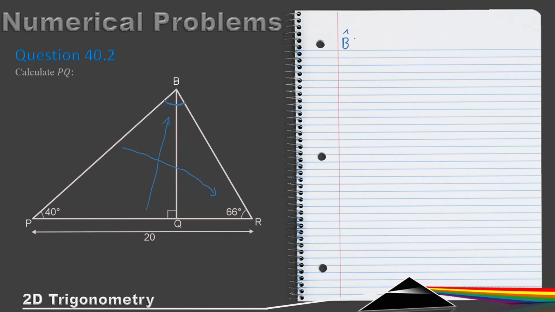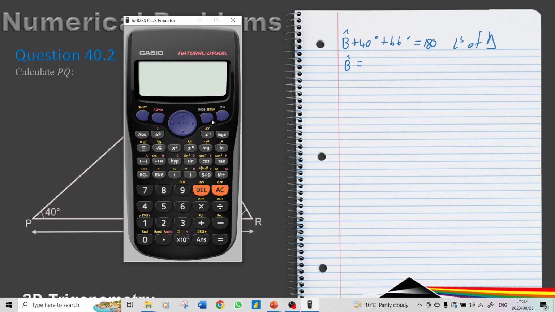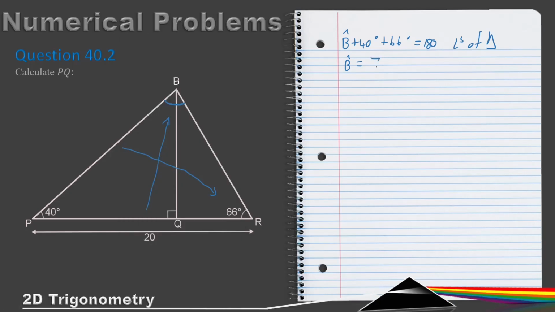So B plus 40 degrees plus 66 degrees equals 180. So we'll have angles of a triangle, right? And then to find B, we just subtract on the other side. So 180 minus 40 minus 66 is equal to 74. So this is 74 degrees.